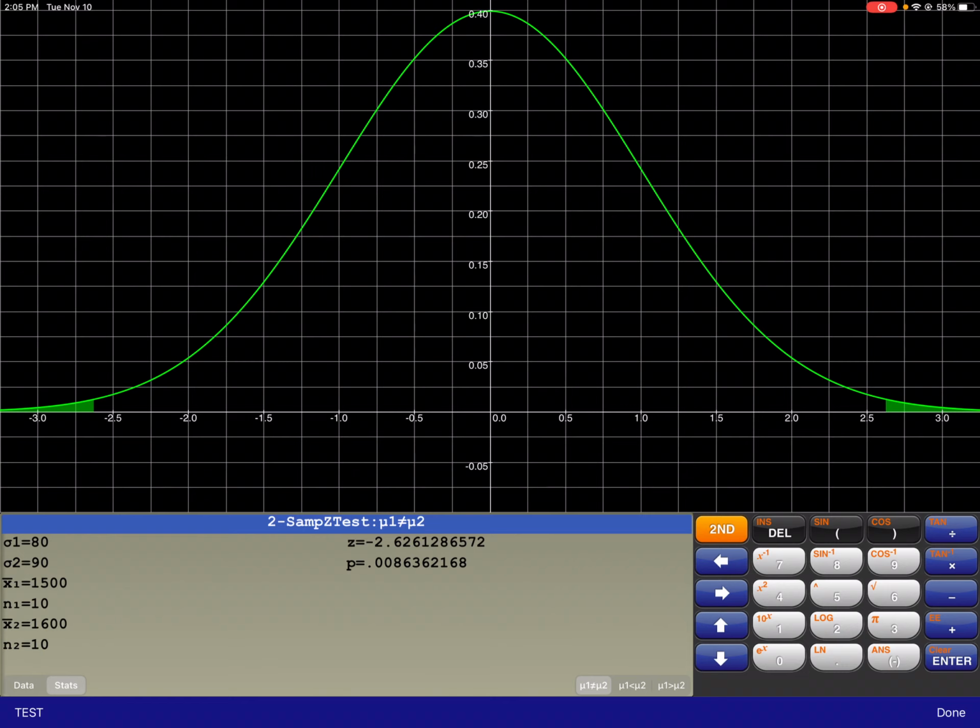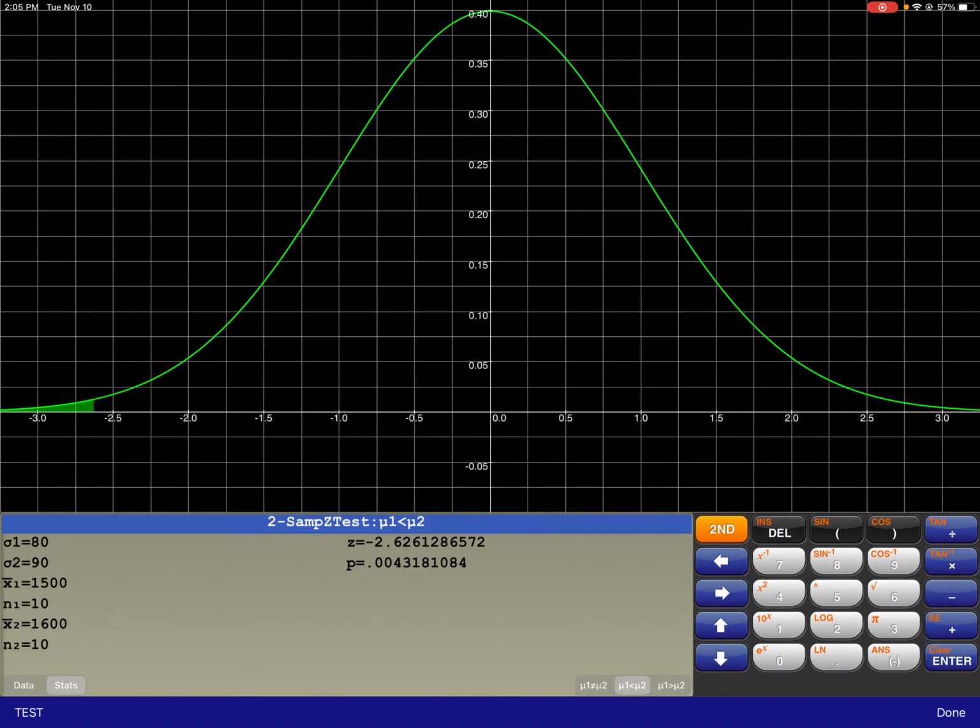So that's good. Now our p-value, be careful because we're on the mu1 not equal to mu2. That's not the one that we want. We want the one mu1 less than mu2. So we want to click that button. And in this case, we get a p-value of 0.004, which I think is the same p-value we had before.